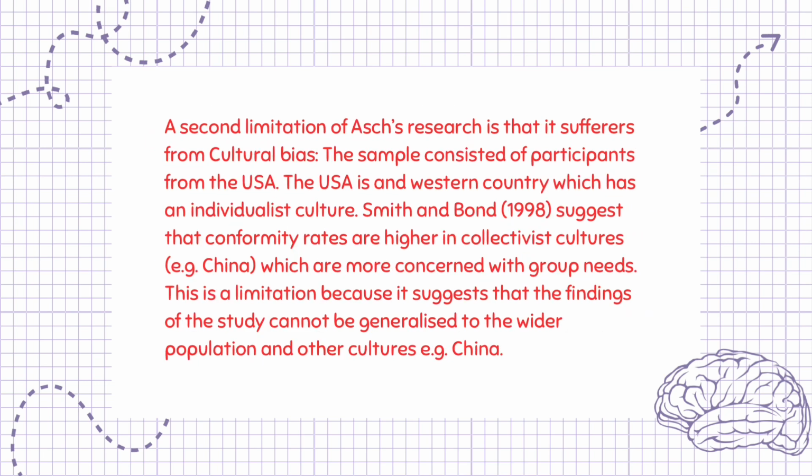A second limitation of Asch's research is that it suffers from cultural bias. The sample consisted of participants from the USA. The USA is a Western country which has an individualist culture. Smith and Bond, 1998, suggest that conformity rates are higher in collectivist cultures, e.g. China, which are more concerned with group needs. This is a limitation because it suggests that the findings of the study cannot be generalized to the wider population and other cultures, e.g. China.